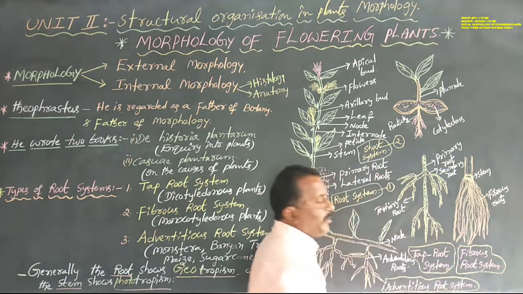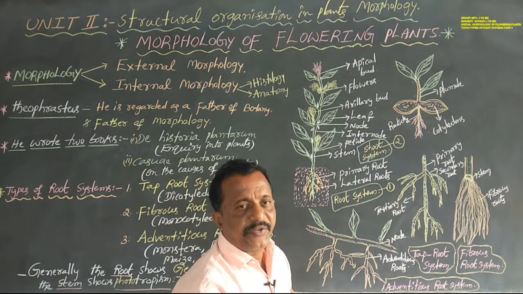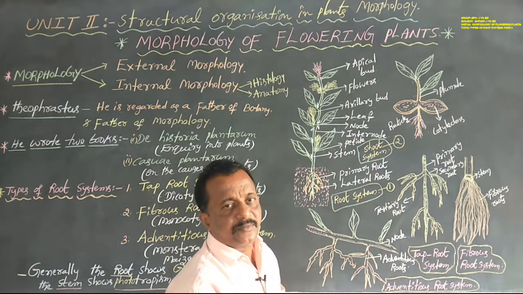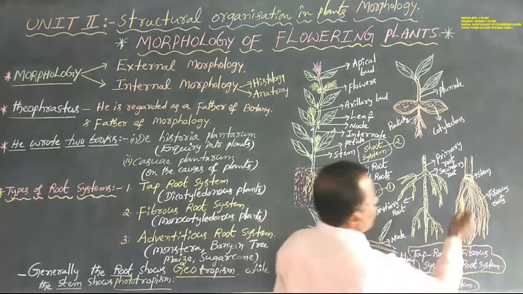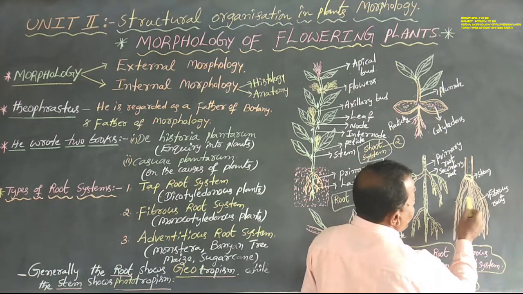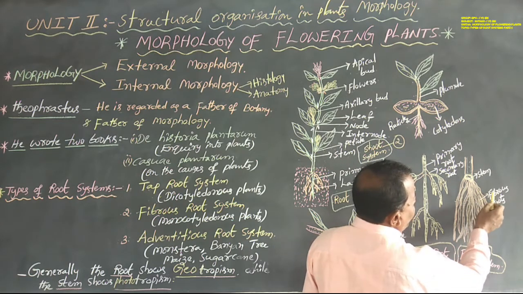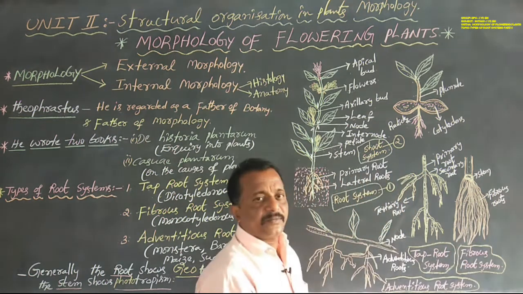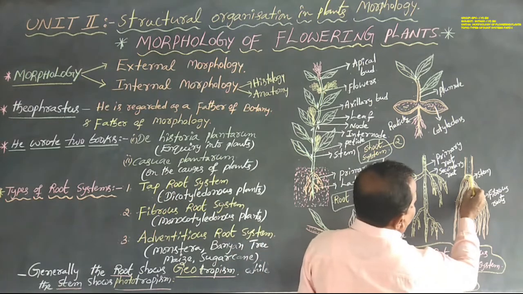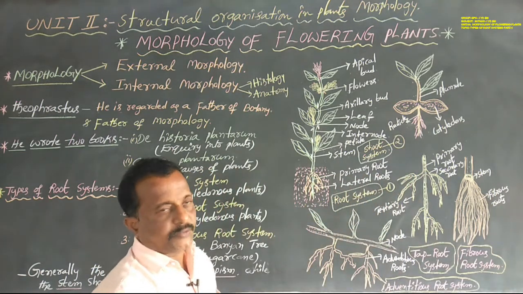Fibrous roots are seen in the majority of the monocotyledons such as rice, wheat, maize, sugarcane. In this fibrous root system, the primary root is short-lived and is replaced by a number of larger roots. These larger roots appear hair-like or fibrous-like, and these roots originate from the base of the stem, that is called fibrous roots.